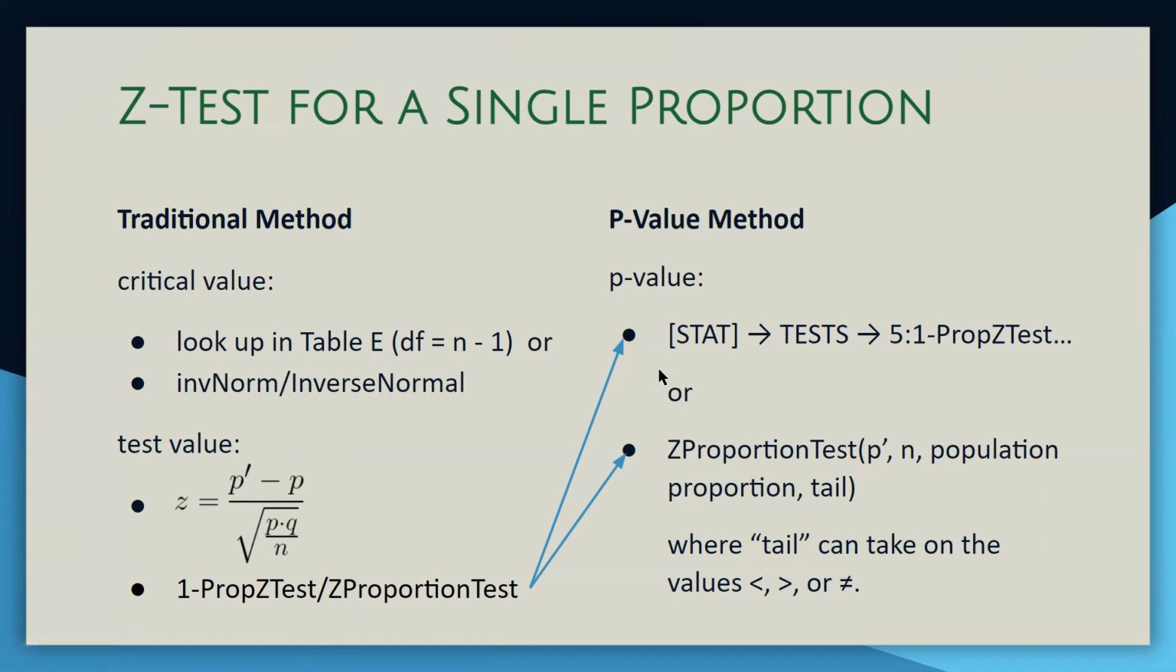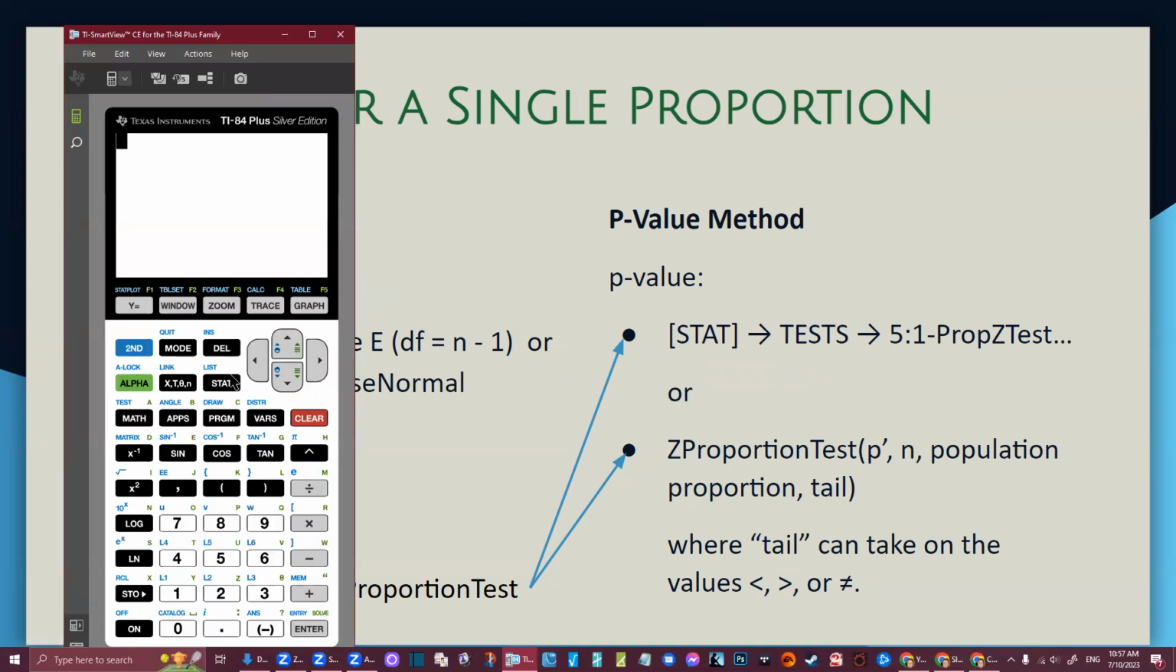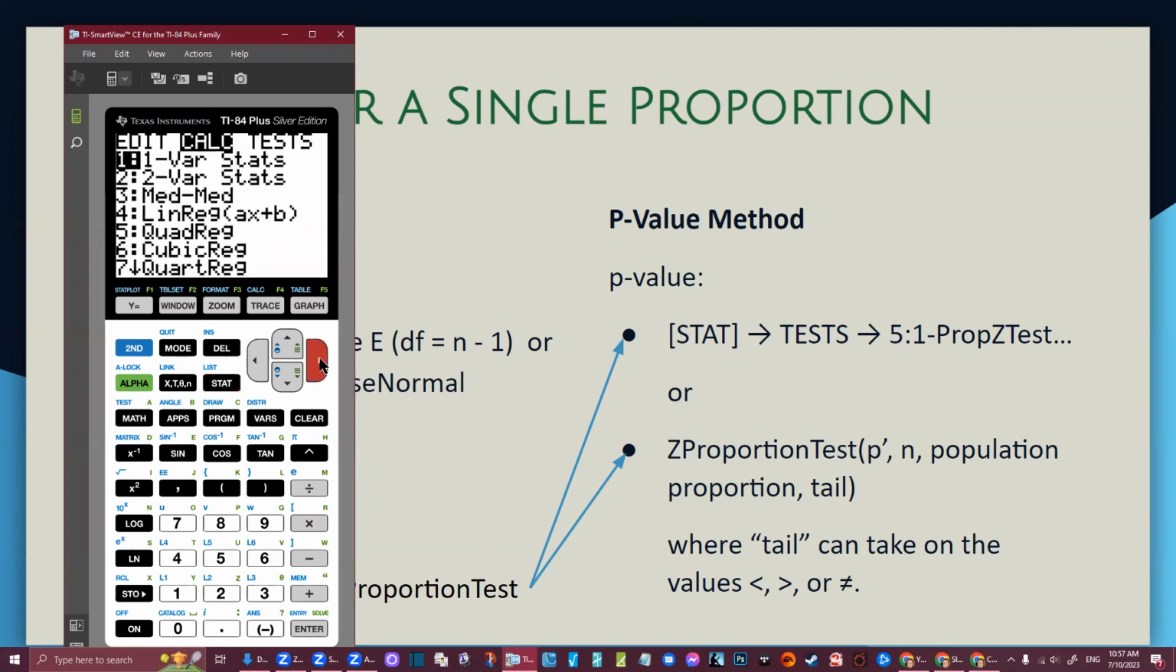So if you're on a TI-84, you're going to press stats test, and you're going to go down to option 5, which is one prop z-test. Hang on just a second. That feels wrong to me. Let's pull up our TI-84. Isn't actually option 4. Oops, sorry. One more. Yeah, it is option 5.